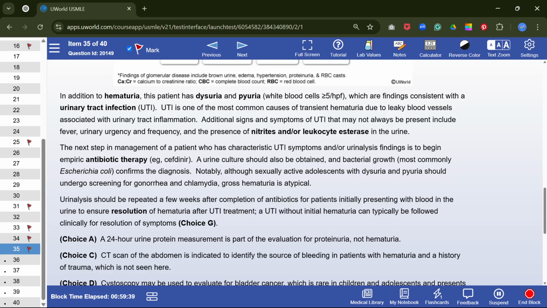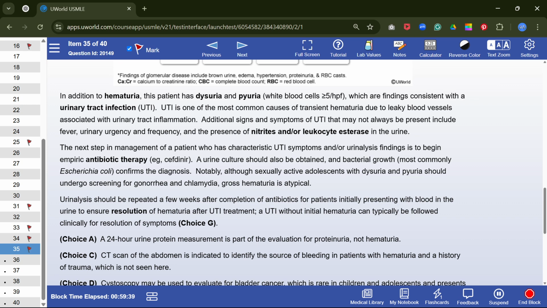Additional signs and symptoms of UTI, which may not always be present, include fever, urinary urgency, frequency, and the presence of nitrite and leukocyte esterase in urine. The next step for a patient who has characteristic UTI symptoms or urinalysis findings is to begin empiric antibiotic therapy. A urine culture should be obtained, and bacterial growth, most commonly E. coli, confirms the diagnosis.